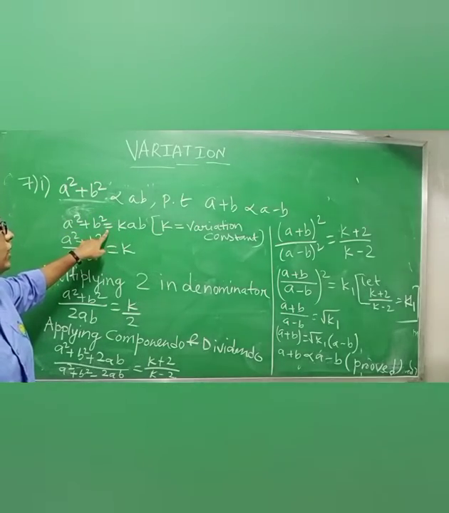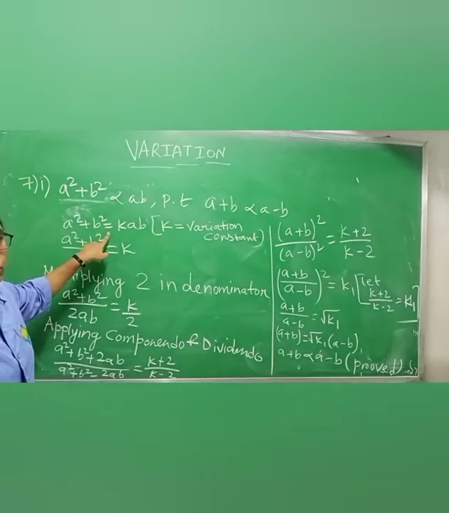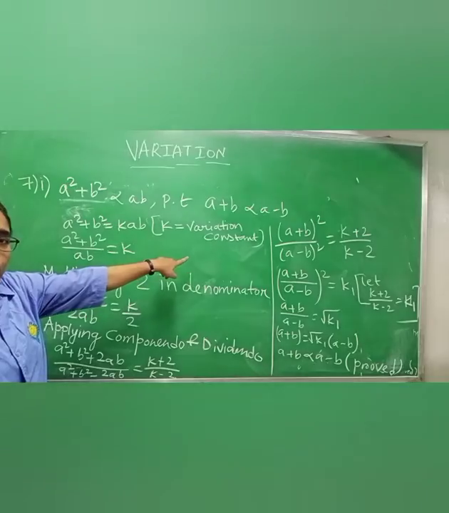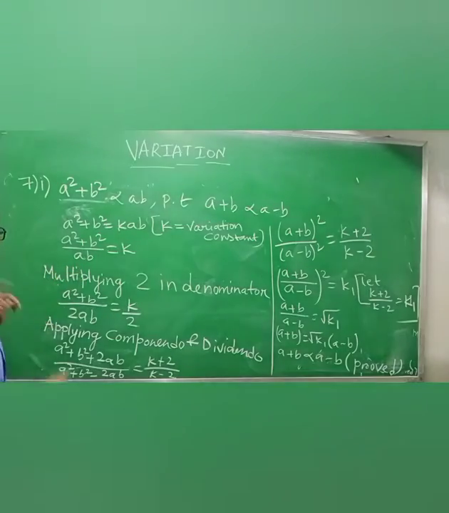Why do I do this? Because to remove this variation sign, we make it equals to and solve it. So k equals to variation constant. Now I am taking this ab down: a square plus b square by ab equals k. Now I want to make a formula of a plus b whole square and a minus b whole square.